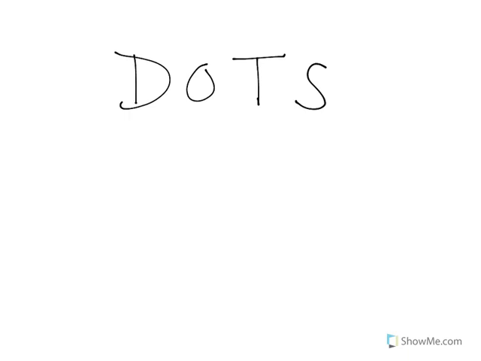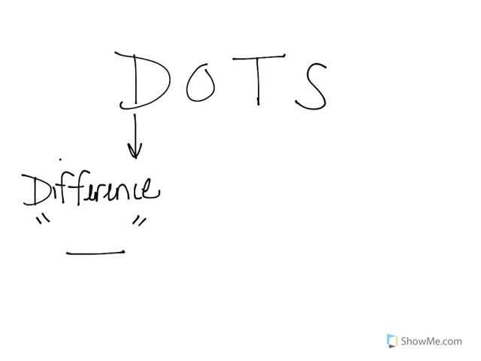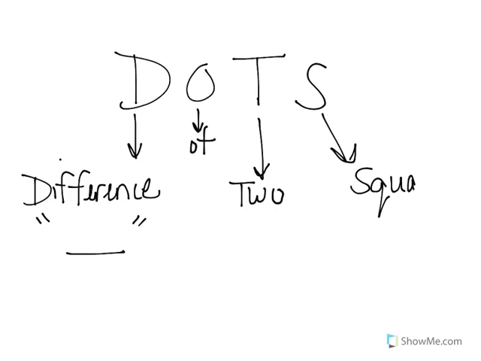So the D stands for the word difference. And in math, that means that we're talking about subtraction. That in quotes. Okay. This just stands for the word of. This stands for the word two, meaning two terms or a binomial. And the S stands for square. Difference of two squares.